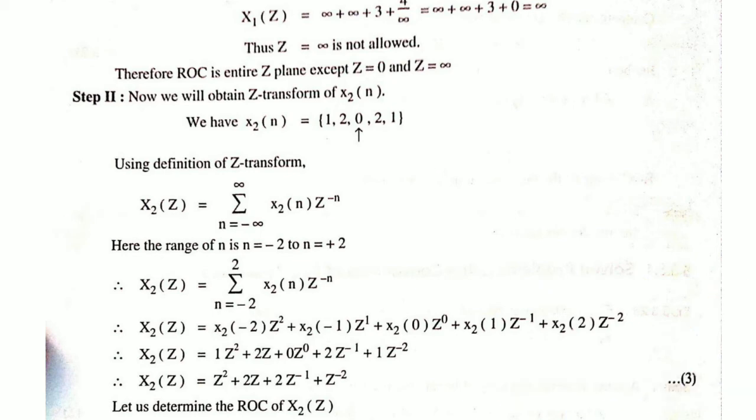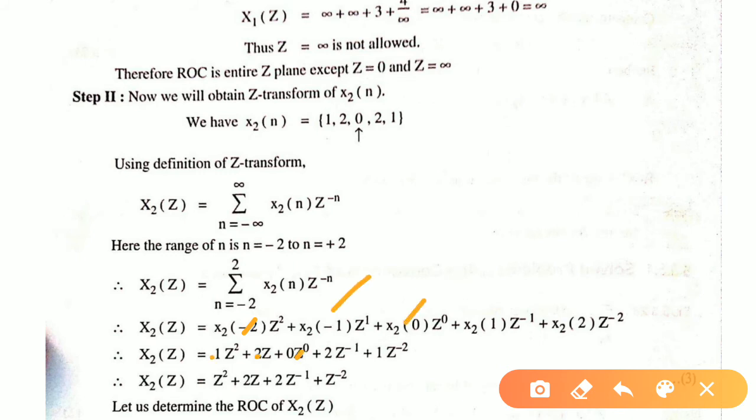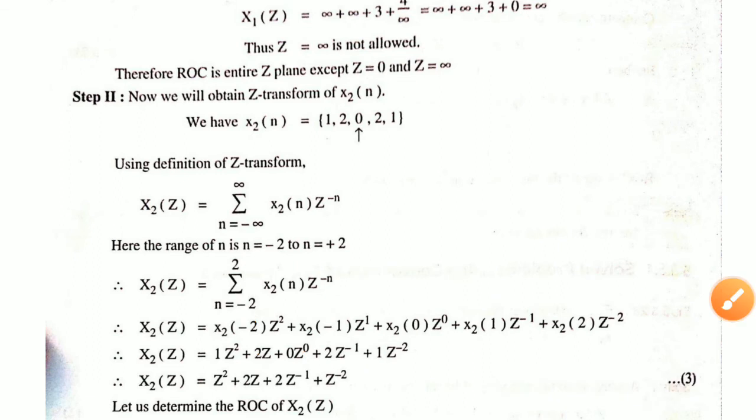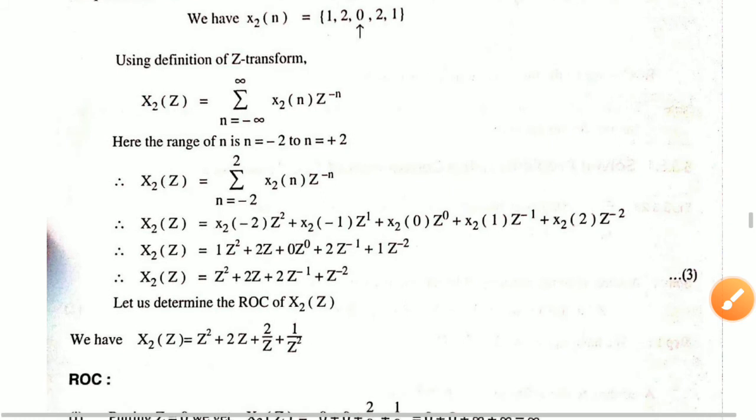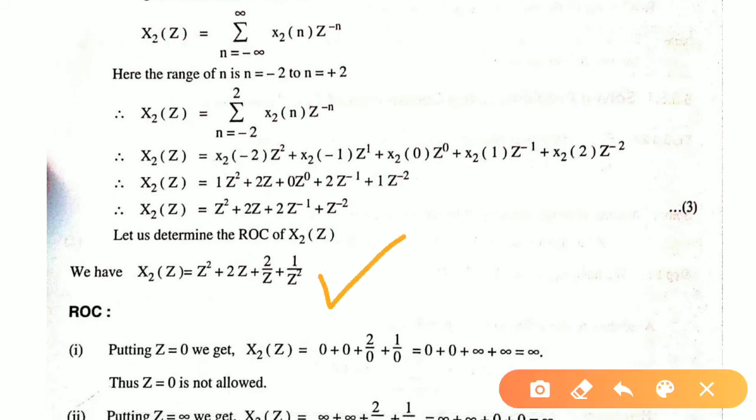So just put these values. What is x2 of minus 2? 1. What is x2 of minus 1? 2. x2 of 0 is 0. x2 of 1 is 2. And x2 of 2 is 1. So ultimately this is our final equation, which is nothing but the z transform of x2 of n, the z transform of the second sequence given in the problem, which is X2 of z.